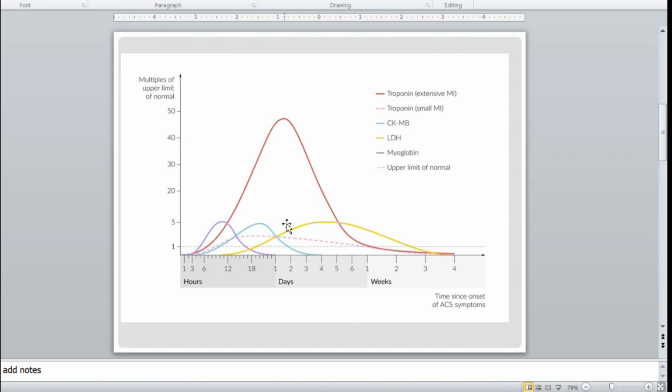Of course, the most accurate way to diagnose a myocardial infarction would be coronary angiography with therapeutic PCI, but while we're waiting for coronary angiography, you can do the blood test.